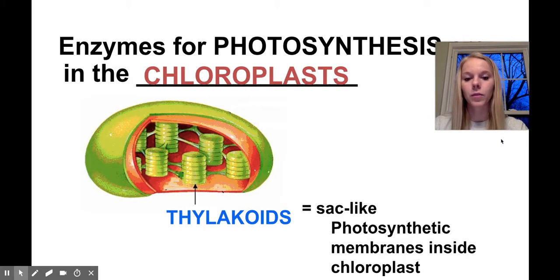Enzymes for photosynthesis are in the chloroplasts. Because this is a chemical reaction, there are enzymes involved to make this process move faster. Like I said, these are located in your chloroplasts. Inside the chloroplasts are thylakoids. These are sac-like photosynthetic membranes.